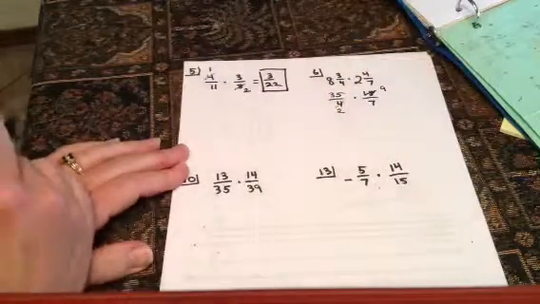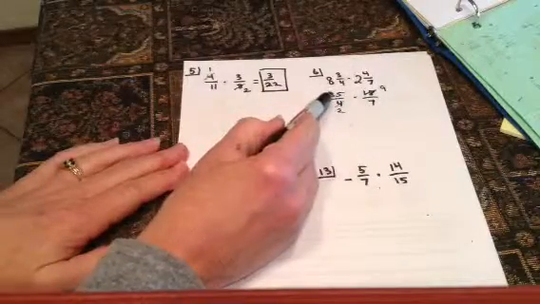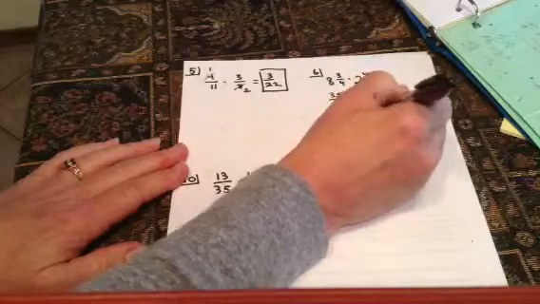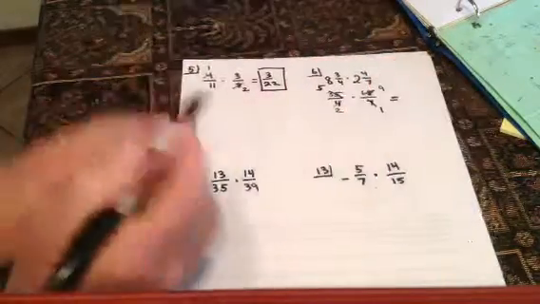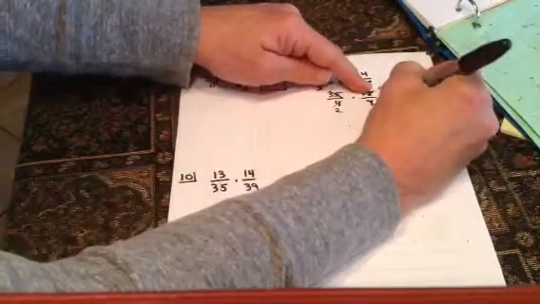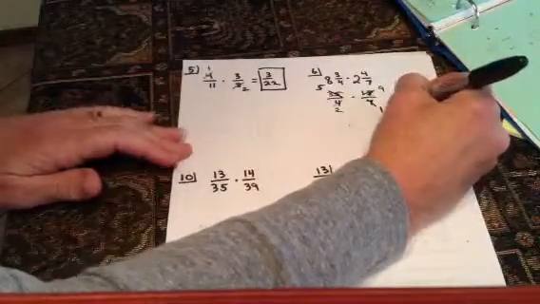That helps a little bit, but still we've got this big 35. 7 and 35 share a factor of 7. 7 goes in there once, and 7 goes in there 5 times. Now you just simply multiply 5 times 9, which is 45, and 2 times 1, which is 2.